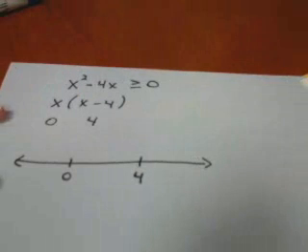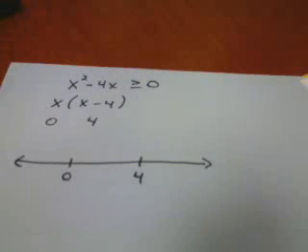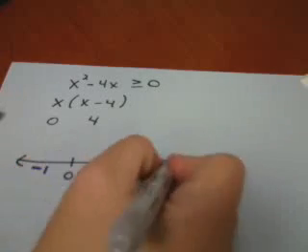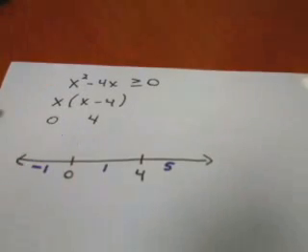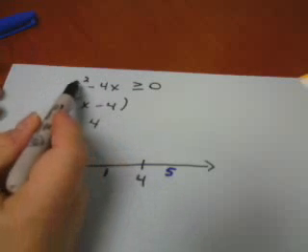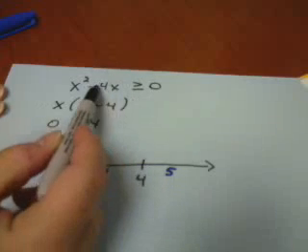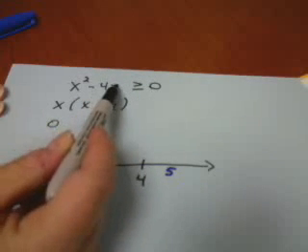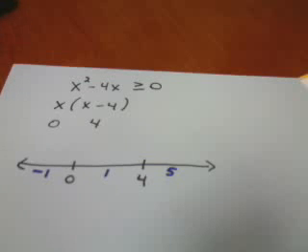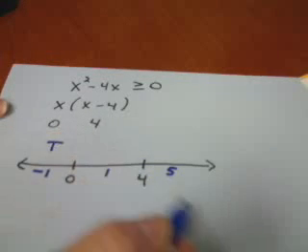All right, now again I need to pick points in each region to test. So I'm going to use negative 1, 1, and 5. And it doesn't matter what points you pick as long as they're in the respective regions. All right, when I type in a negative 1, I get negative 1 squared, which is 1, and then this will be positive 4. So I'm going to get 5 here, which is definitely greater than 0. So this region, this time, is true.